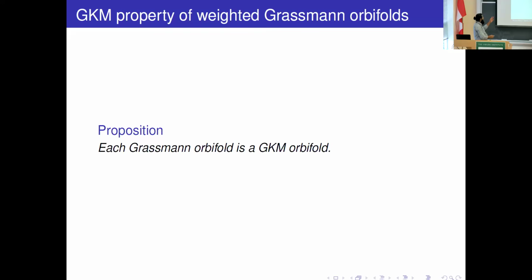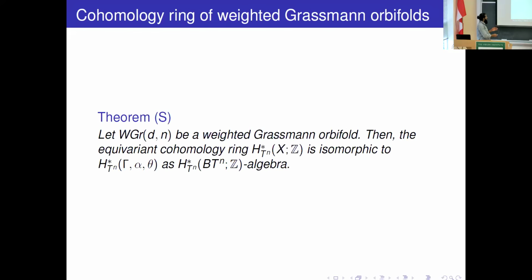Okay, so moreover, for the Grassmann orbifold case, it has an invariant Tn CW structure and odd vanishing. Therefore, I can have this result that if we have a weighted Grassmann orbifold, then the equivariant cohomology ring is isomorphic to this one as a BTn algebra. So this is due to the result of Alistair, John Beck and Shintaro.